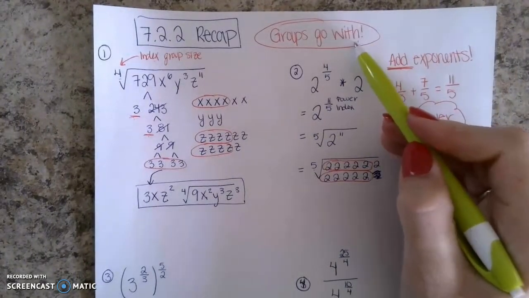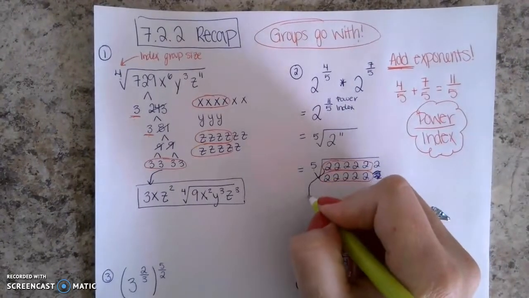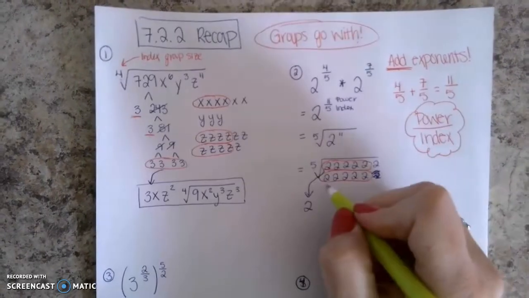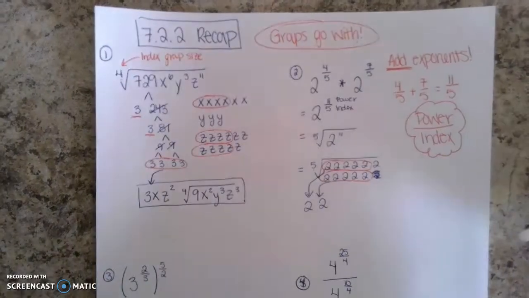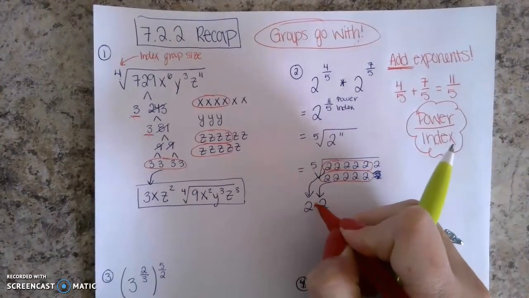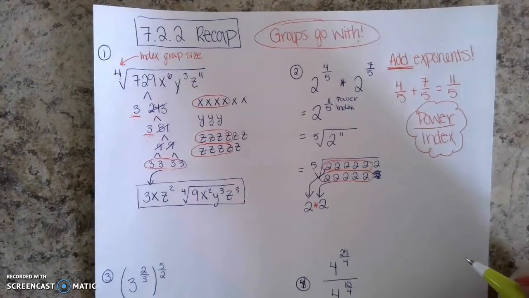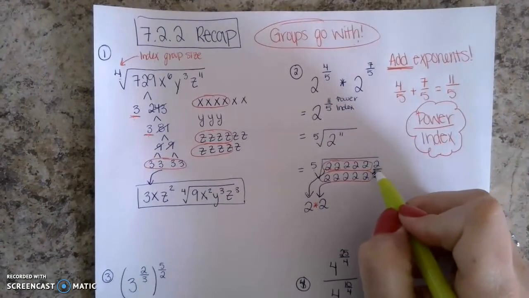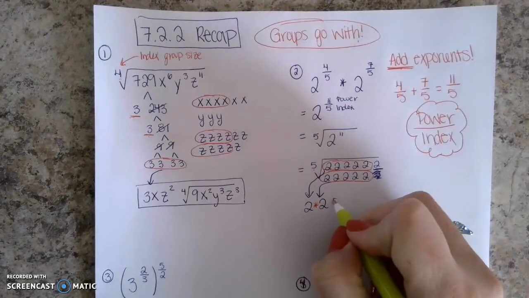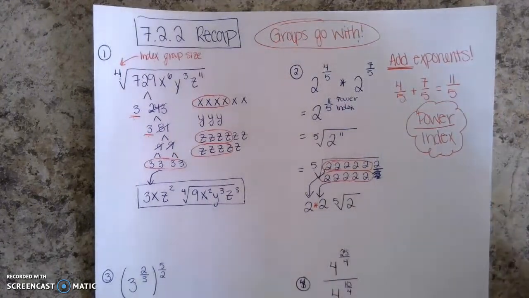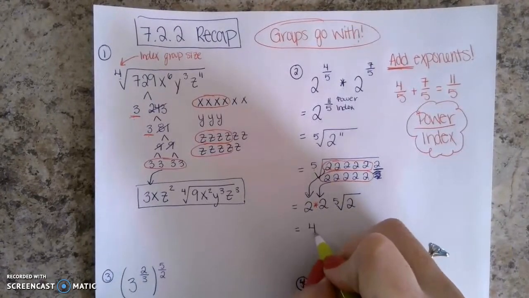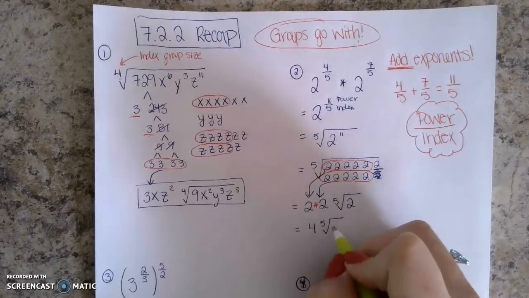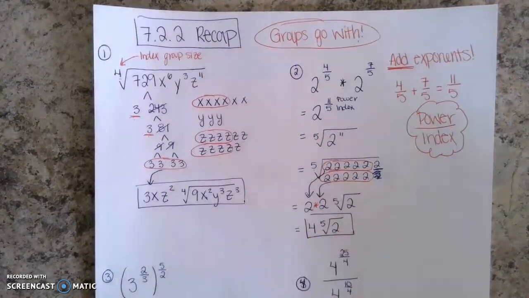Remember, groups go with us. So this group of 2 will go on the outside. Same thing with this group of 2. And hopefully your brain is telling you that we want to multiply to put these together. And taking a look here, I have 1, 2 left over, so that is going to go back underneath my radical. To rewrite this fully simplified, 2 times 2 gets me 4, 5th root of 2.